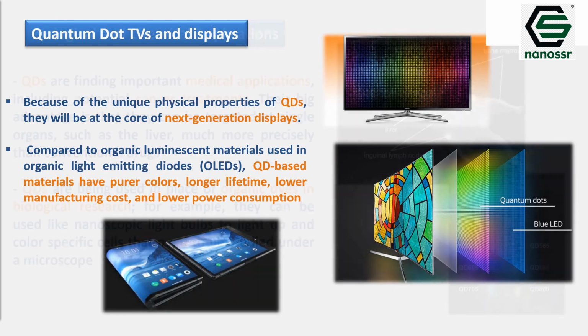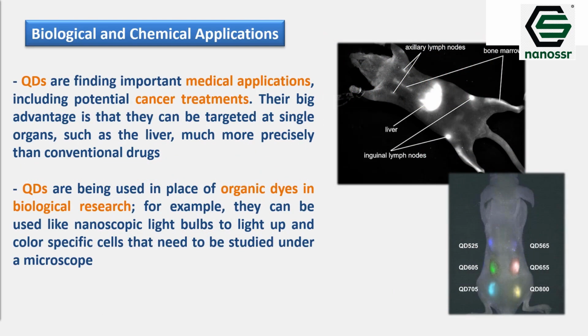Pretty cool. Another example of quantum dots is biological and chemical applications. Quantum dots are also finding important medical applications, including potential cancer treatment. Quantum dots can be designed in such a way that they accumulate in particular parts of the body, and they deliver anti-cancer drugs bound to them. Their big advantage is that they can be targeted at single organs such as the liver much more precisely than conventional drugs, so reducing the unpleasant side effects that are characteristic of untargeted traditional chemotherapy.